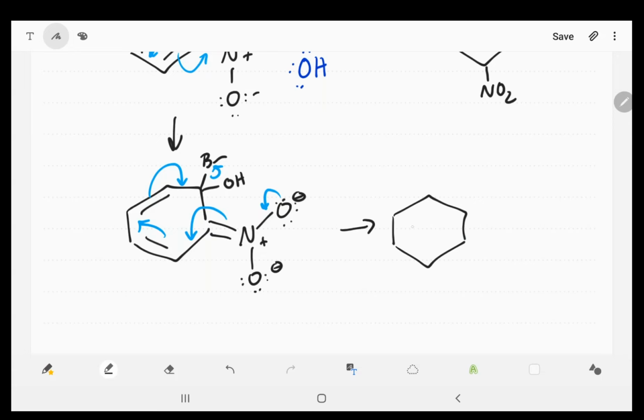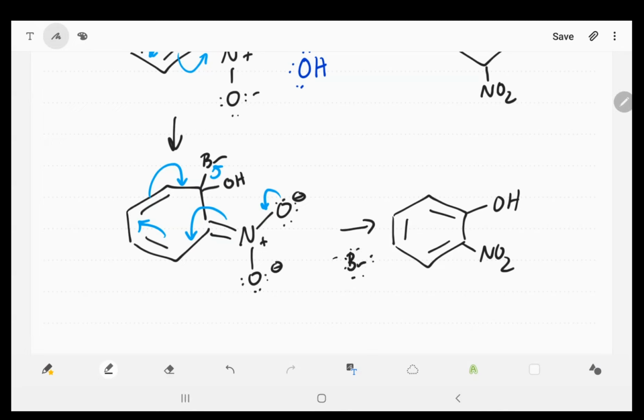It's going to be the same case for para. I just felt like drawing ortho. It's the same thing for para. You'll still end up resonating to your electron withdrawing group. That's why you do need a strong or moderate deactivator to do these. Although for these reactions, they will actually activate the ring, because these are the opposite processes from last time. So we end up losing our bromine.